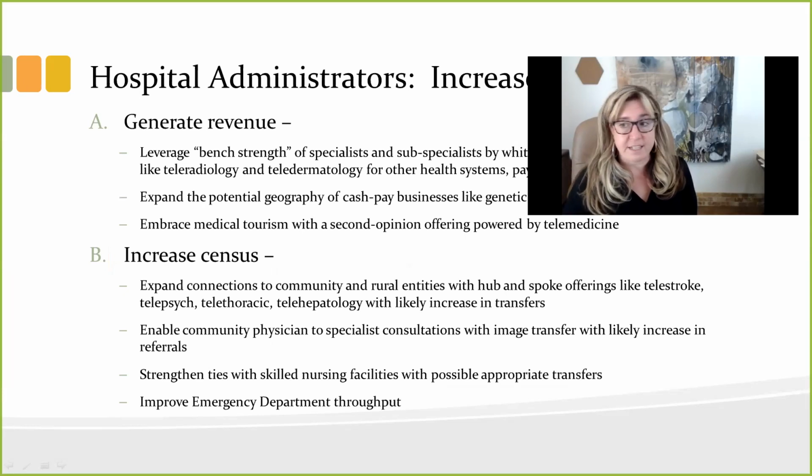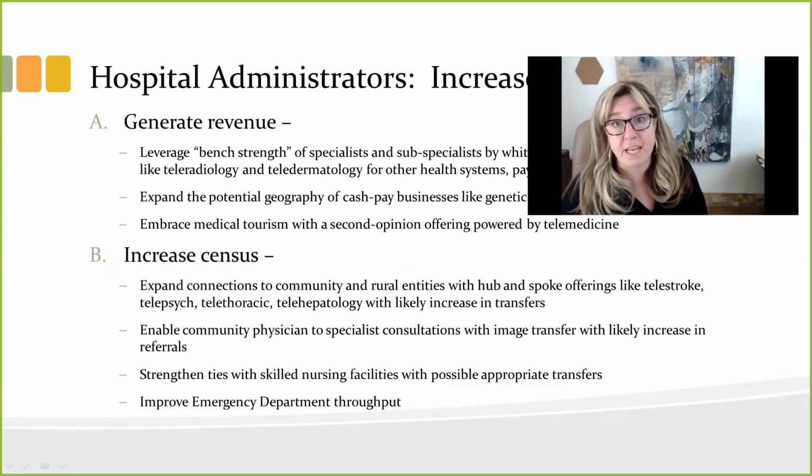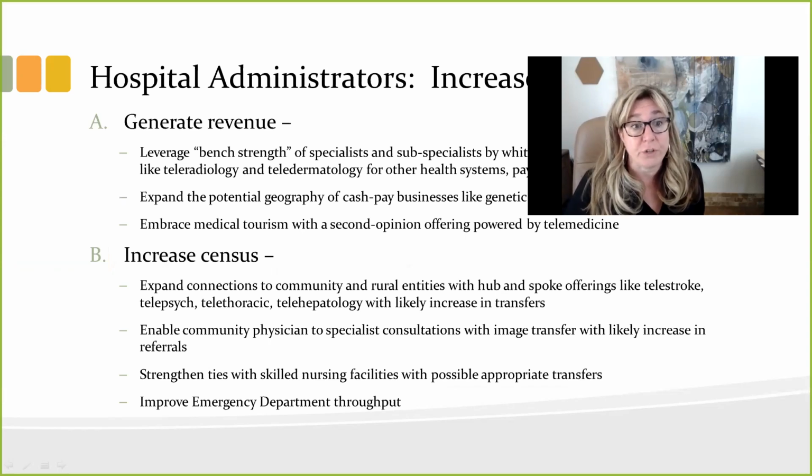Increasing the census. Census is another word for basically filling the beds in the hospital. So by expanding connections to community and rural entities, whether it's hub and spoke offerings like Telestroke, all of these increase the transfers. Once the patient is stabilized in the local emergency department or in an urgent care facility, then having that patient stabilized and shipped to a quaternary facility will often benefit both the rural communities as well as the urban hospital.